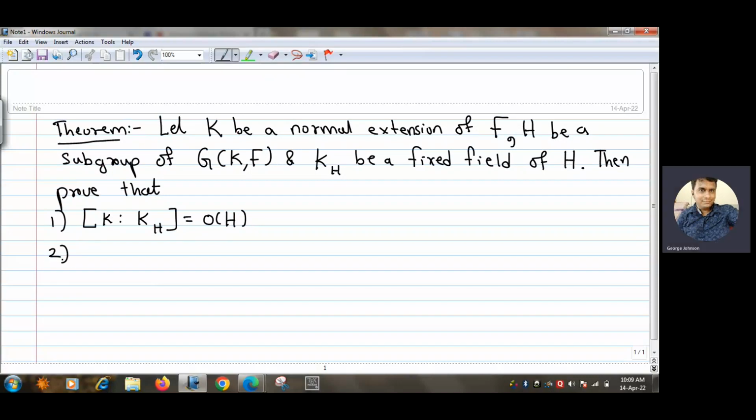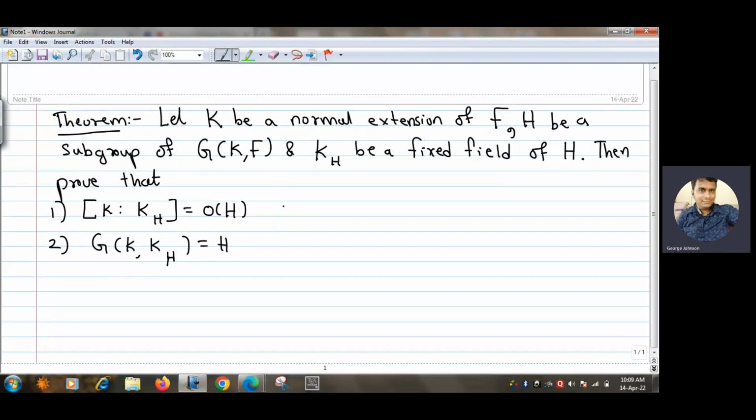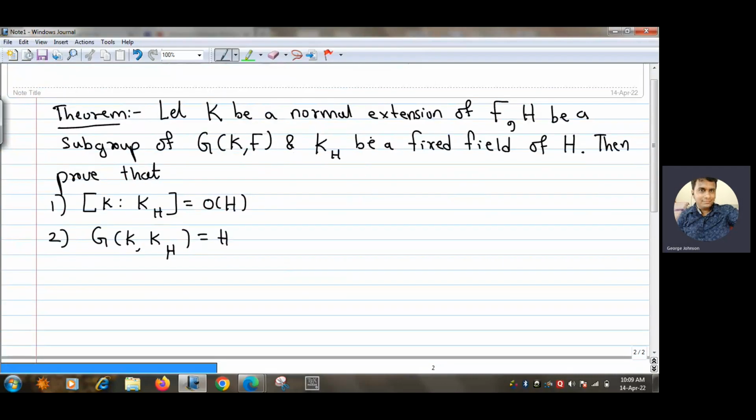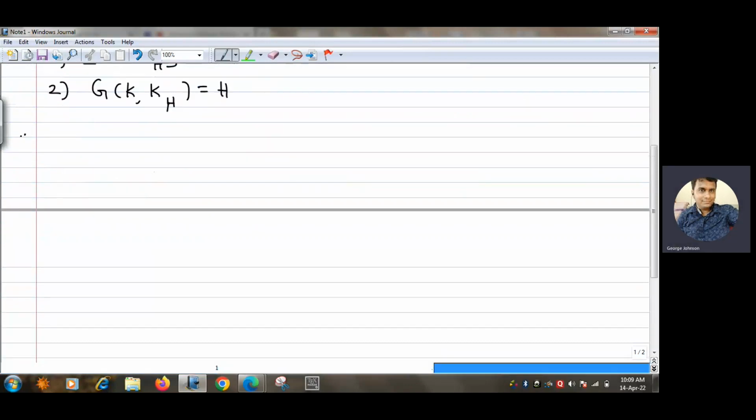And the second thing that we have to prove is that G(K,K_H) is exactly the same as H. So these are the two things that we have to prove. Here we are assuming that K is a normal extension of F, and we have to prove these two things. So let us start with the proof.